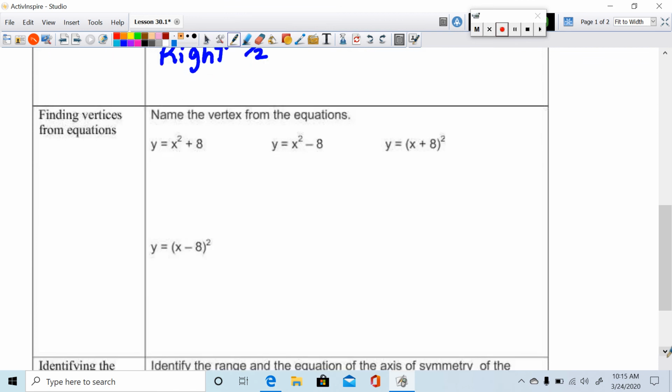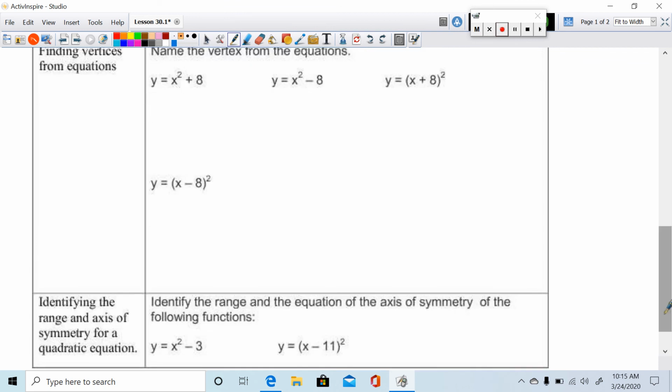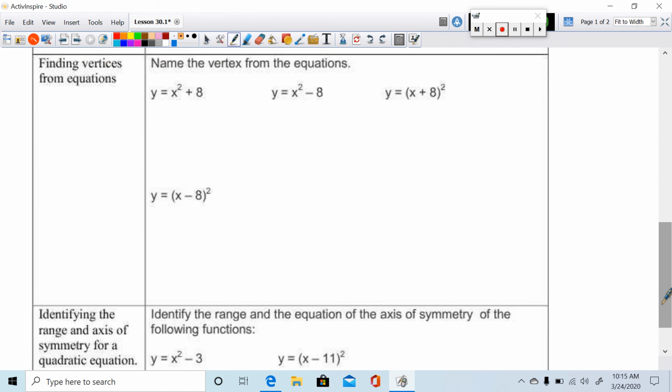Okay, name the vertex from the equations. So it's the opposite of what's with x and then the constant. If there's no parentheses, it's assumed that you have a 0 with the x. So this vertex is 0, 8. The constant's the number at the end. This is 0, -8 for your vertex.